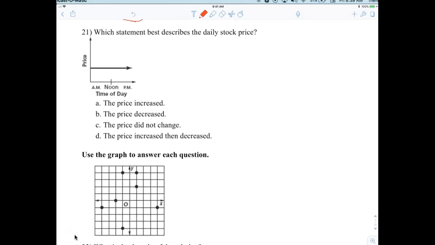Look at 21 now. Which statement best describes the daily stock price? Is the price increasing? No. Is it decreasing? No. The price did not change. Yes. All right, very good. We say that's constant.